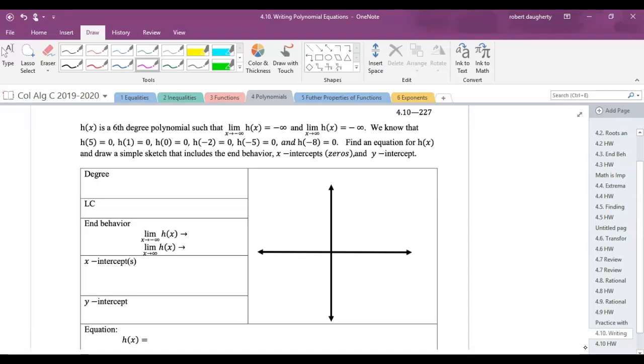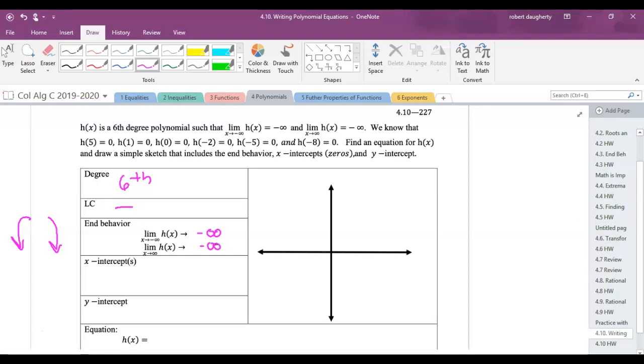H of x is a 6-degree polynomial such that the limit as x goes to the left is -infinity, and as I go to the right is -infinity. So what do we know about a 6-degree polynomial that does this? It's got a negative leading coefficient. It's a 6-degree polynomial, okay? So they told me that the limits here were negative infinity. Negative infinity. Yeah, I'll give you points for that. If it's in the box there, I usually give points for that.